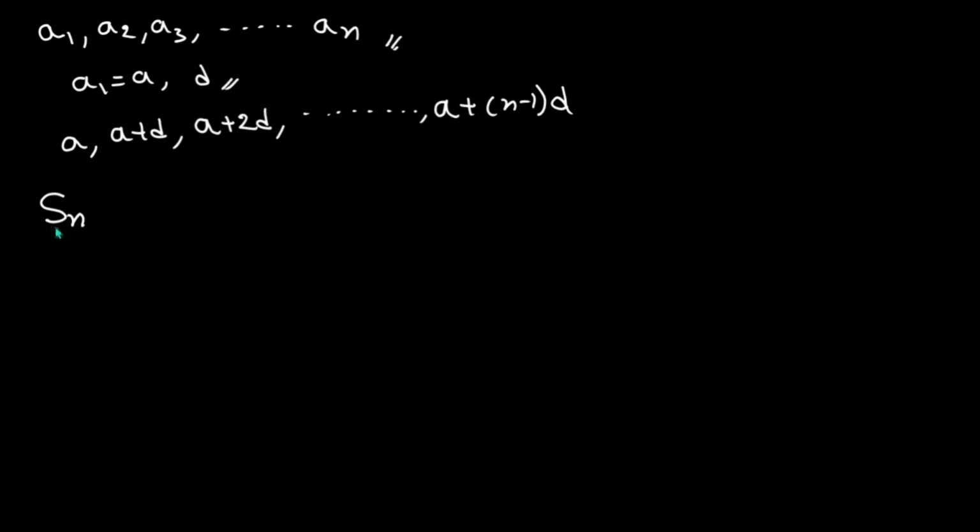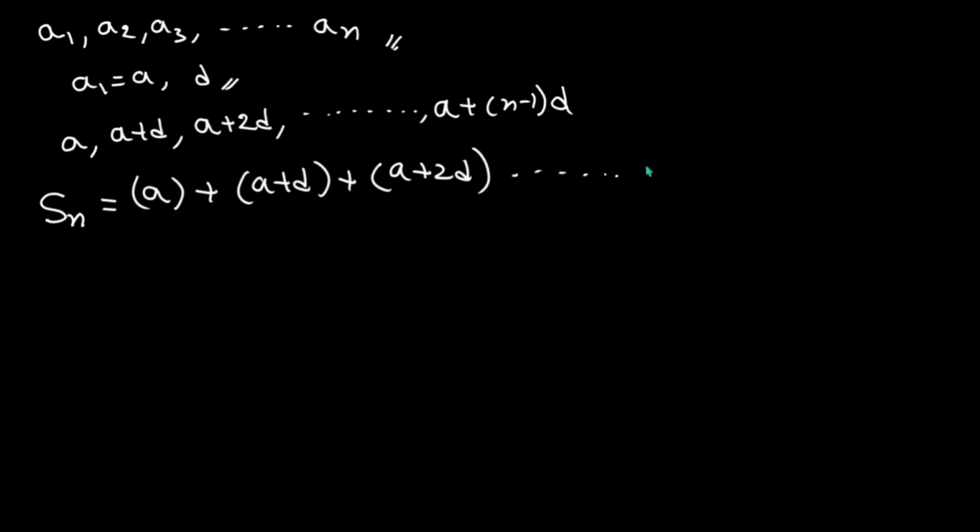So I am writing Sn, okay? Here what I will do, I will just sum up everything. To avoid the confusion, I am just putting the brackets for each number. So A is the first term, plus A plus D is the second term, plus A plus 2D is the third term. So, what is the nth term here? A plus n minus 1 into D is the nth term, okay?